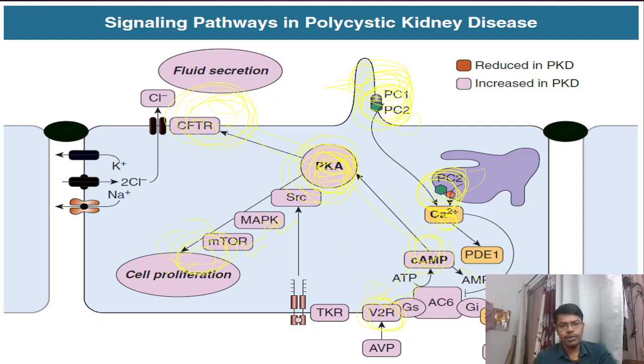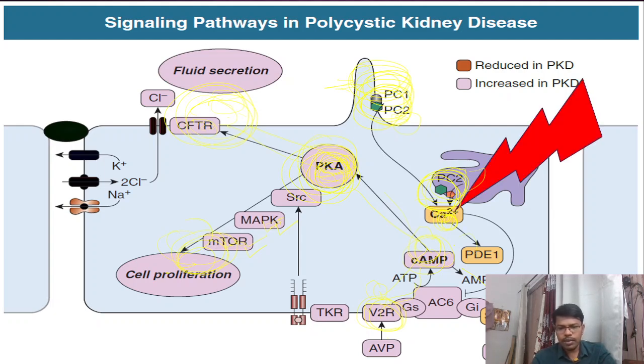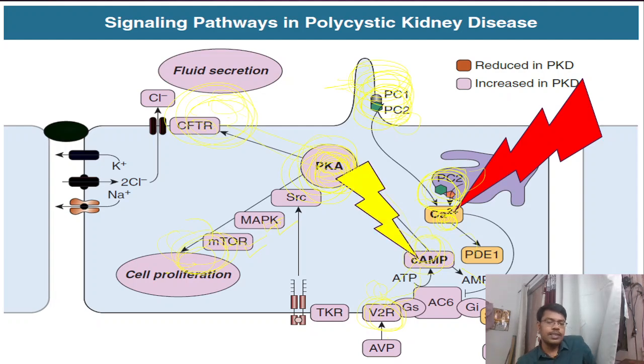So treatment, what do we have to do? We have to stop all the things which are involved. Either we have to increase the calcium or we have to stop the cyclic AMP. Cyclic AMP is activated by vasopressin and it is activated because somatostatin is not there, or we have to stop the protein kinase or downstream pathway. Any of the downstream pathways we have to block.